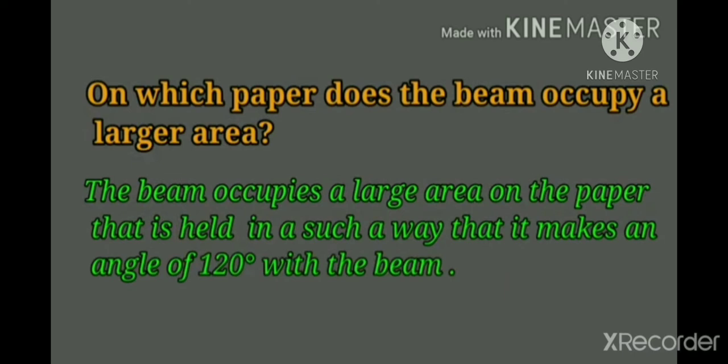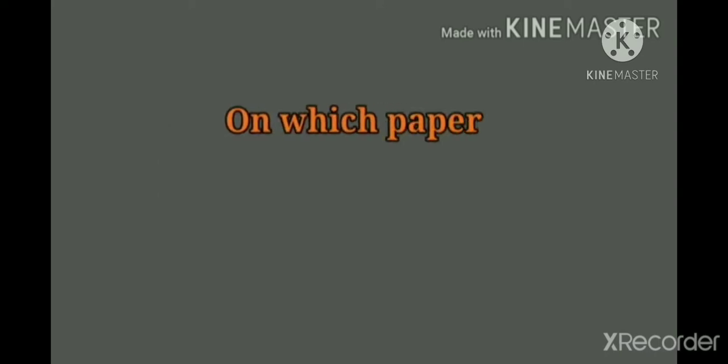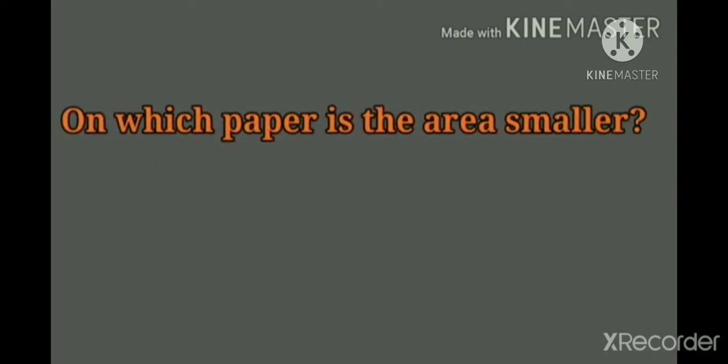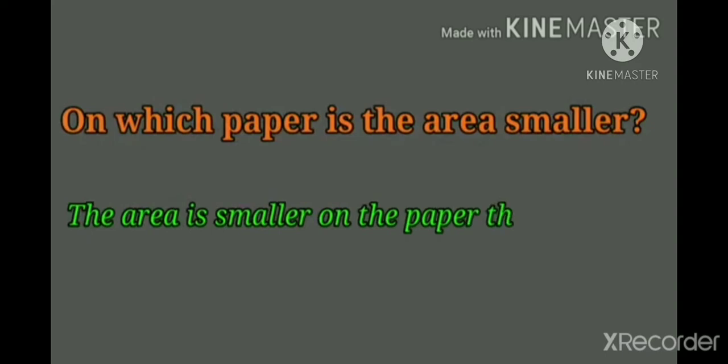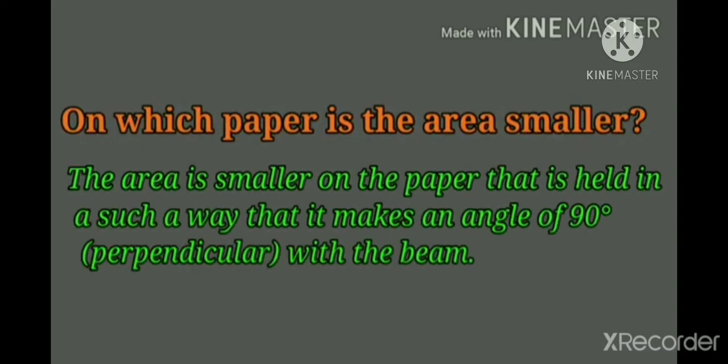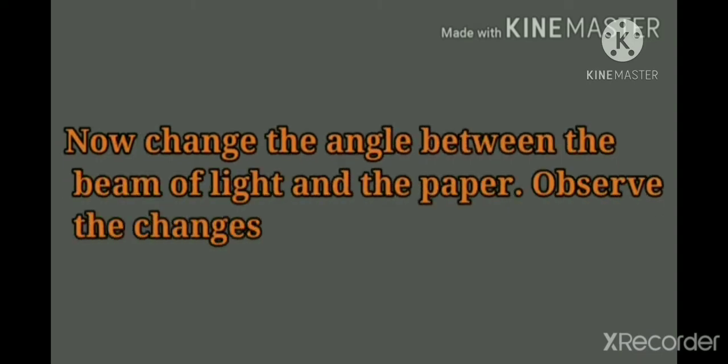The 120 degree one. The beam occupies a larger area on the paper that is held in such a way that it makes an angle of 120 degrees with the beam. So the B paper occupies a larger area. On which paper is the area smaller? The area is smaller on the paper that is held in such a way that it makes 90 degrees, which is perpendicular to the beam. So the A paper occupies the smaller area.